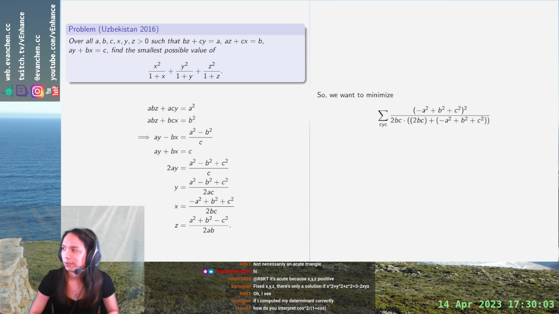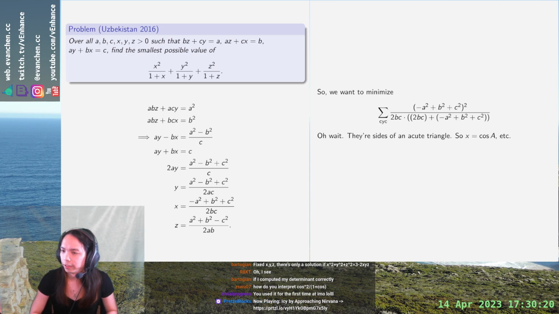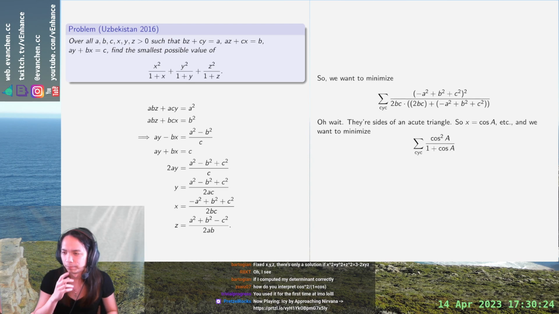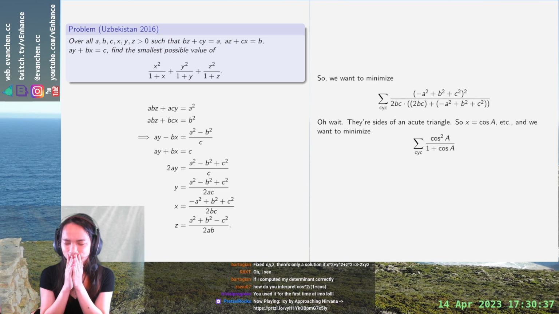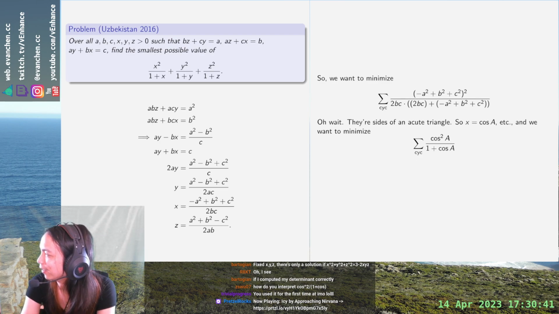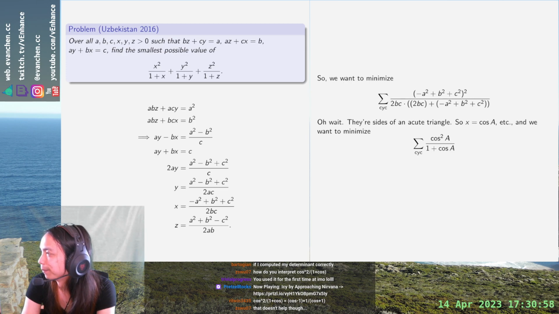Acute triangle. So x is going to literally be its cosine, right? Cyclic sum of cosine squared a over 1 plus cos a, and then we do the... oh come on. Anyone know if that's a thing? Yeah, okay, there's sides of an acute triangle and then by the law of cosines, it's literally, okay, well, great. Cosine of 60 degrees is 1/2.